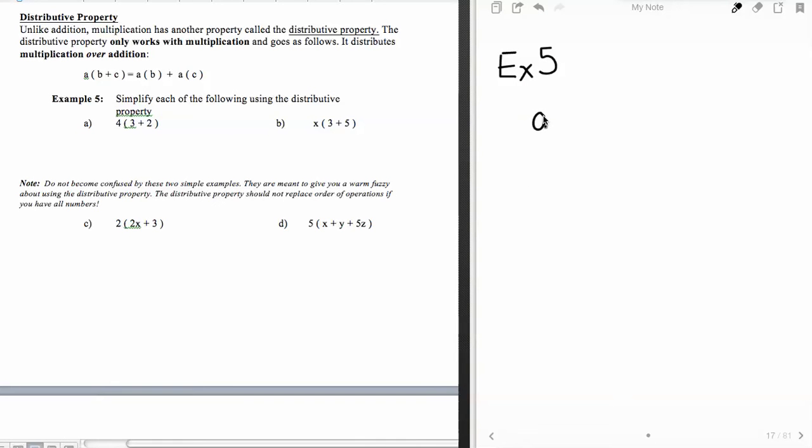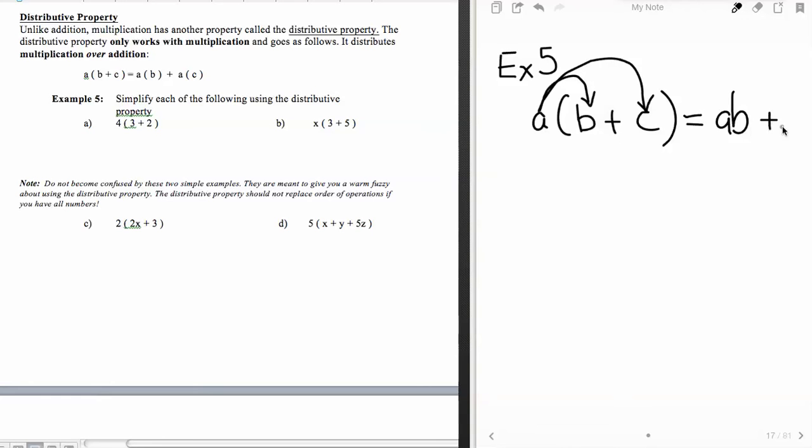So let me write that over here so that you can visually see exactly what I'm talking about. We're going to distribute A to B, and we're going to distribute A to C. And what we're going to get when we do that is A times B, or AB, plus A times C, or AC. And that's the distributive property.